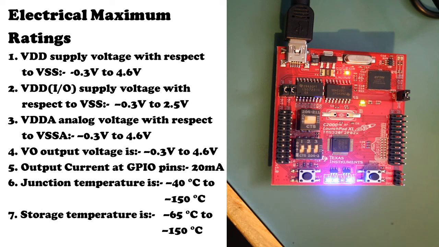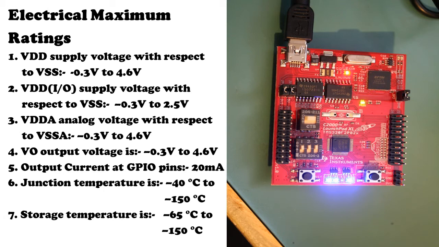We are going to know about electrical maximum ratings for C2000. All the voltages are measured with respect to ground. Maximum ratings are the limits to which the device can be subjected without being permanently damaged. The supply voltage VDD is -0.3 volt to 4.6 volt. The supply voltage of VDD input and output is -0.3 volt to 2.5 volt. The VDDA analog voltage is -0.3 volt to 4.6 volt.